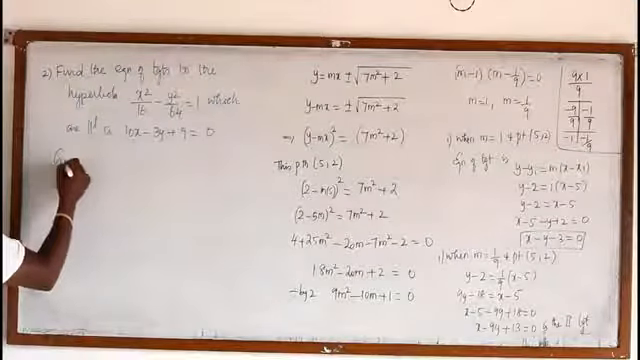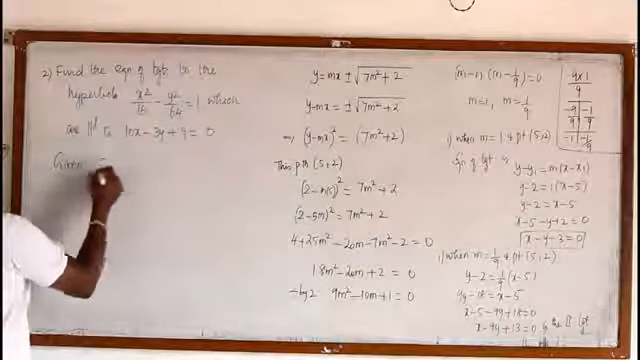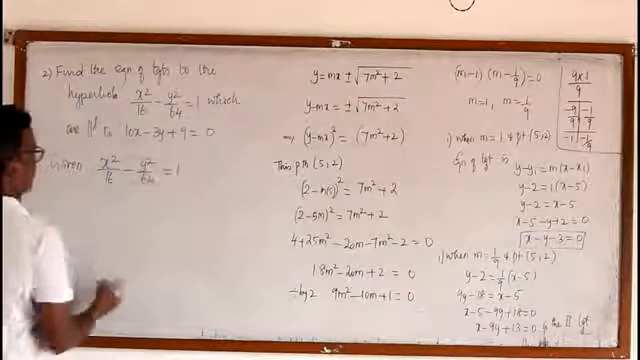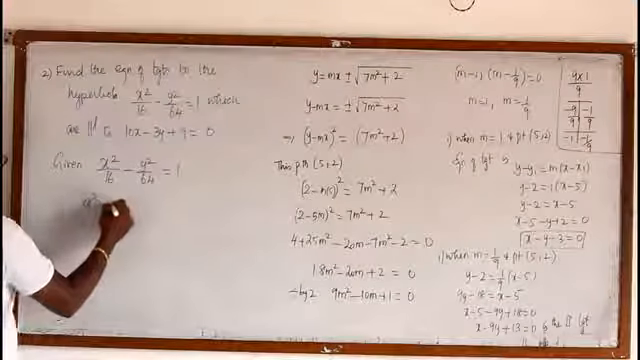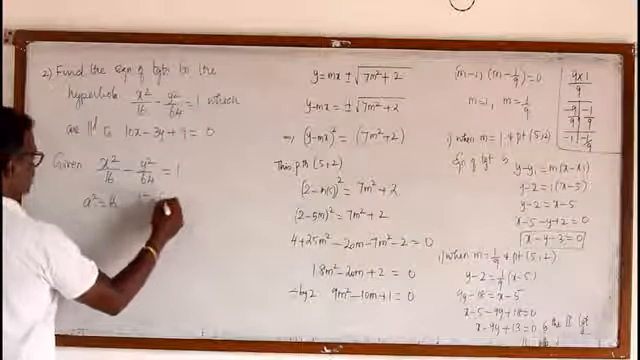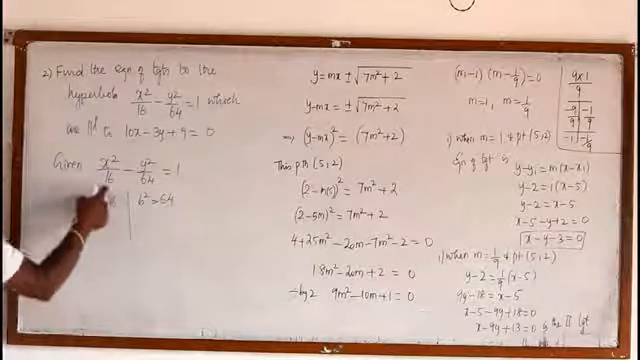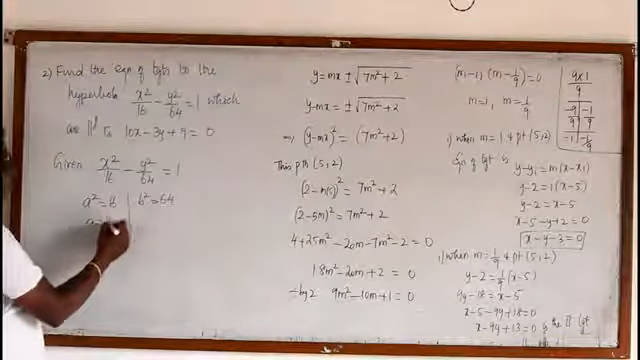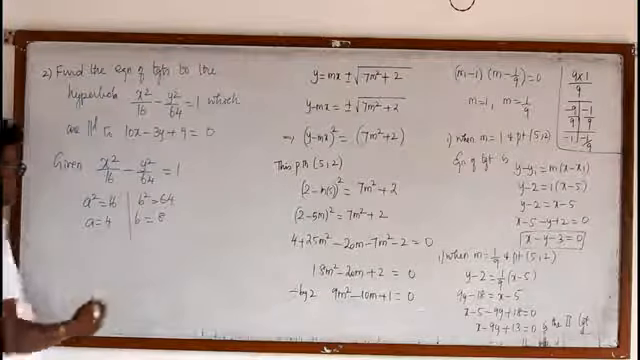Therefore, given the hyperbola is x²/16 - y²/64 = 1. Here remember, a² is 16, b² is 64, because being a hyperbola, the first number is a². So a is 4, b is 8.